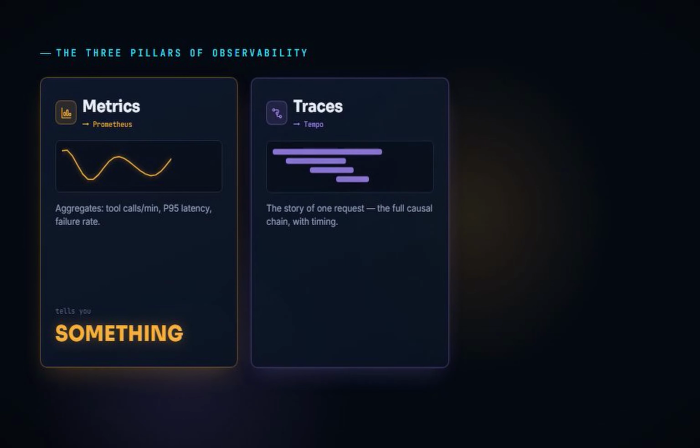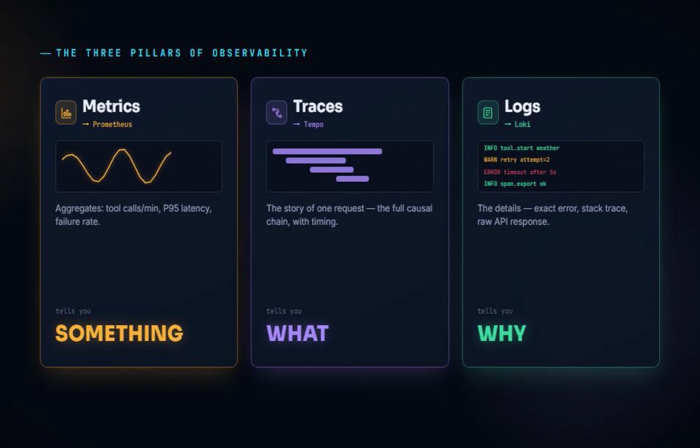Observability means 3 things: metrics, traces, and logs. Metrics tell you the aggregates. How many tool calls per minute? What's your P95 latency? What's your failure rate? These power dashboards and alerts. Traces tell you the story of a single request. The LLM was called, it decided to use the weather tool. The tool took 340 milliseconds, and then the LLM formatted the response. Full causal chain with timing. Logs tell you the detail: the exact error message, the stack trace, the raw API response that caused the failure. You need all 3. Metrics tell you something is wrong. Traces tell you what went wrong, and logs tell you why.